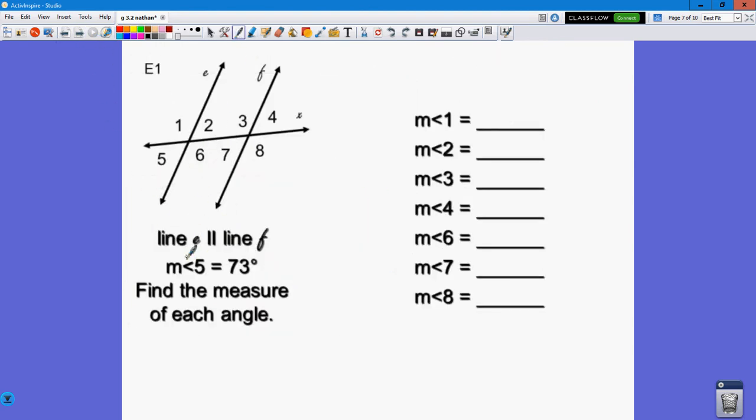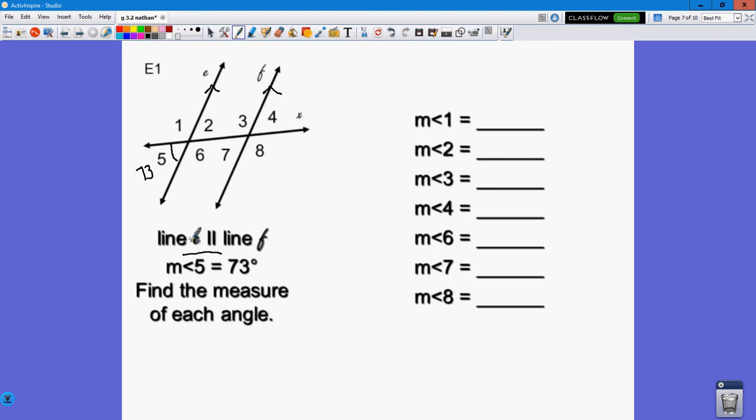If they give me information about a picture, what am I going to do with that information? Put it in the picture. E is parallel to F, and I'm going to mark it. Angle 5 is 73 degrees. How many different angle measurements are there going to be here? 2.